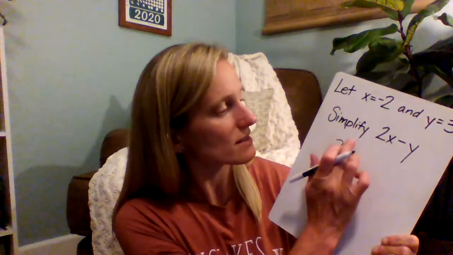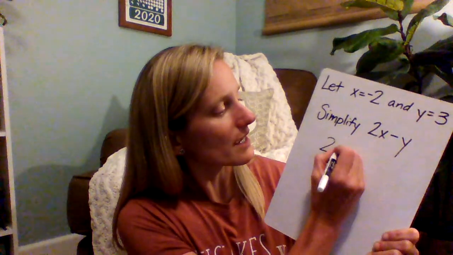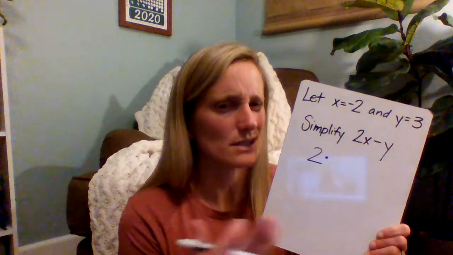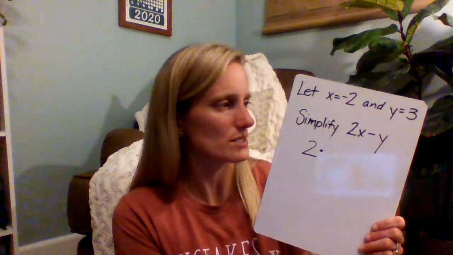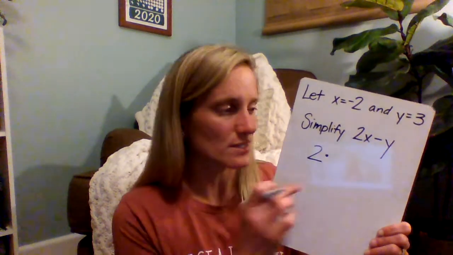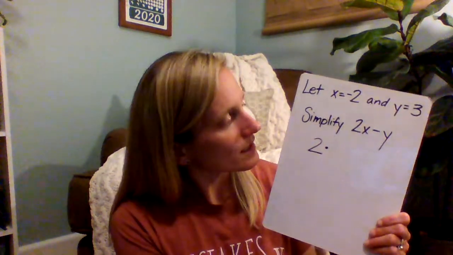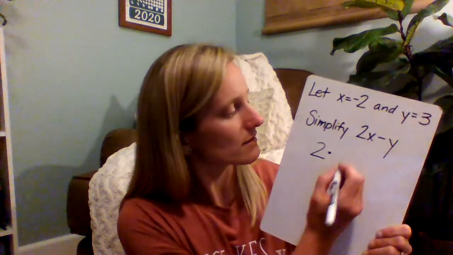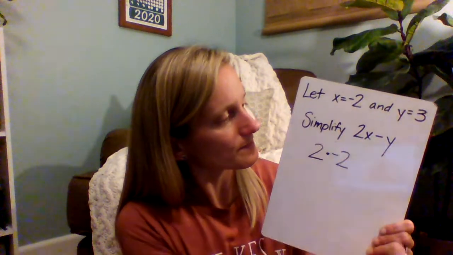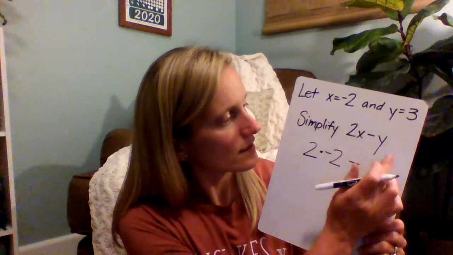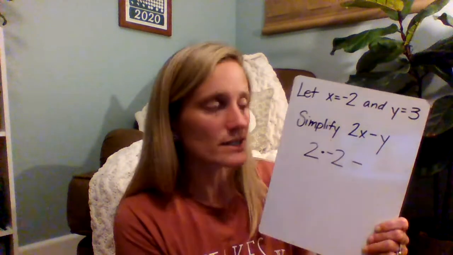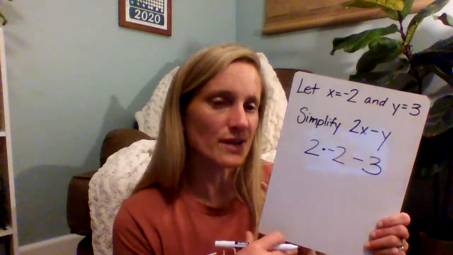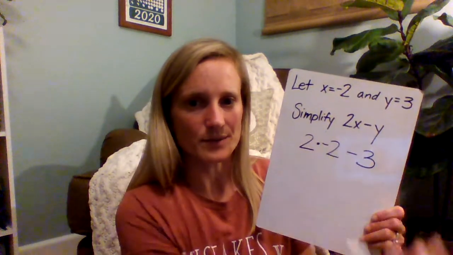I could put it in parentheses. I could put a little dot. You don't really want to use the x for multiplication because then it gets confusing. Is that an x like the variable, or is that a multiplication sign? So you either want to put the number in parentheses or you want to use the dot. I'm going to use the dot. x is -2. So instead of writing the x, I want to write -2, minus. Instead of writing y, I want to write what y is equal to. y is equal to 3. So I'm going to replace the y with a 3. So I've substituted in those values. I've plugged in these numbers for these variables.